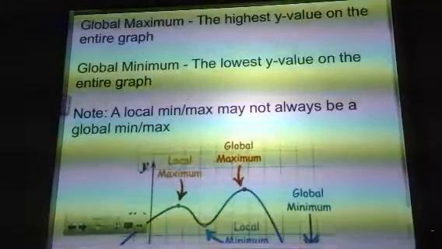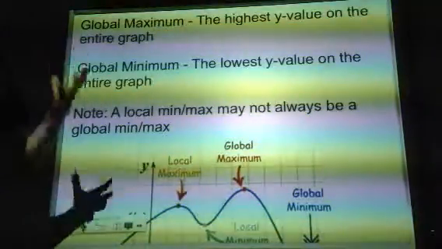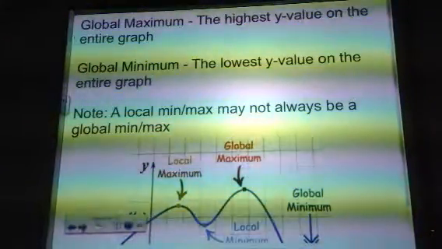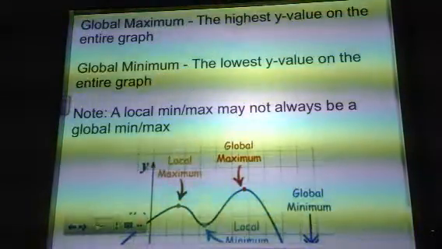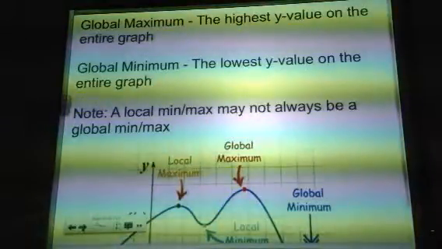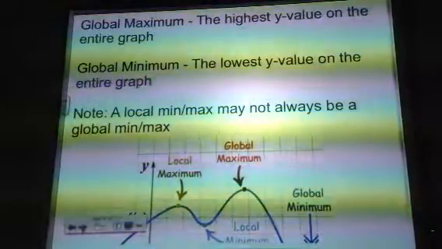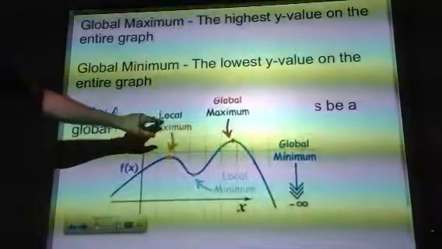Alright, so it's very similar for a global max or a global min. So global means the entire function. So a global maximum is the highest y value on the entire graph. A global minimum is the lowest y value on the entire graph. Okay? A local min or max is not always going to be a global min or max.